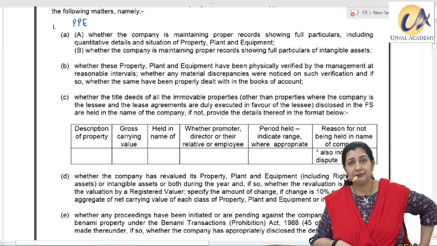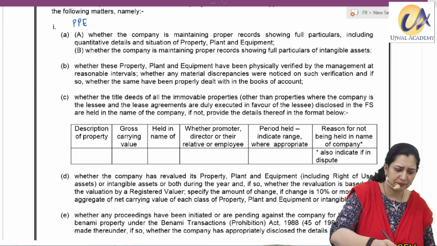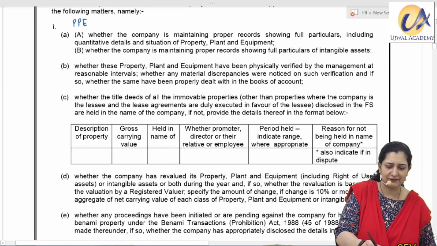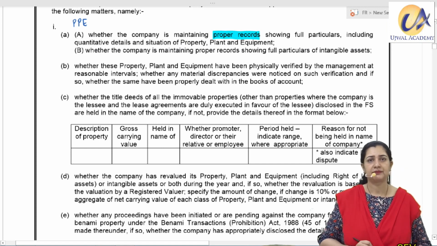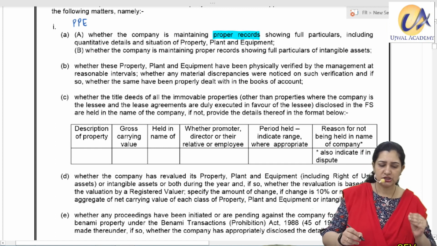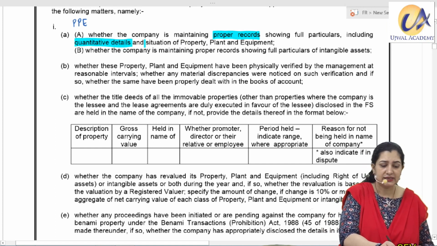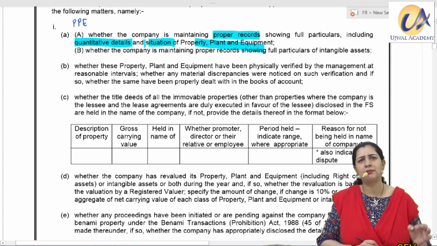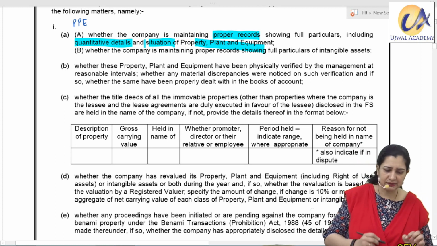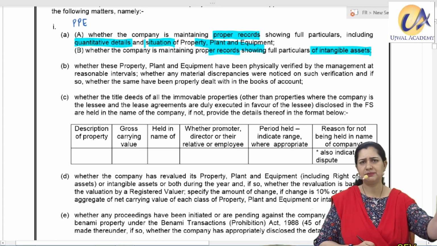So property, plant and equipment. So whether the company is having proper records. So the first point we have is, do they have proper records? As in, do they have a proper PPE register? Showing details about the quantitative details, like how many are there, situation, location, where is the PPE located. So do they have a proper PPE register? And similar register we want even for the intangible assets. Simple.